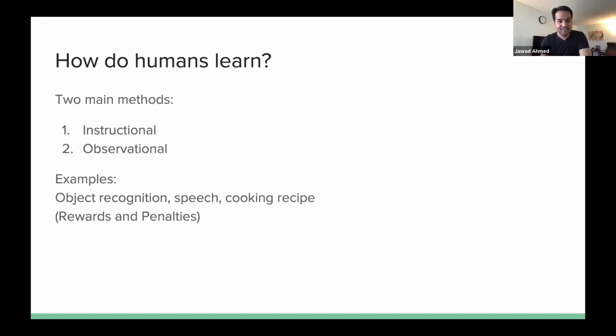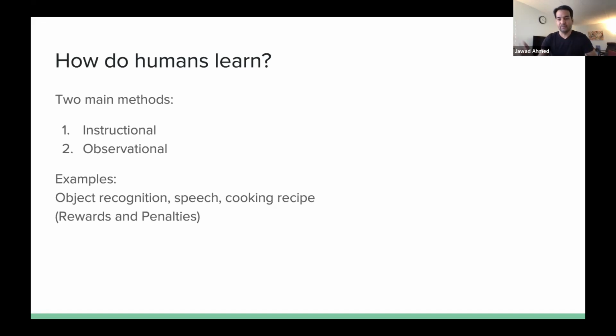So the question to ask is, how do we as humans learn? There are two main methods: instructional and observational. Instructional being do this, this, this, follow a recipe. If you do this, this, this, you'll have a biryani at the end, let's say. And second is observational, and that's how mostly we learn as humans. Like, how does a kid learn that that's an orange, that's an apple? By observing those things over and over and over again.